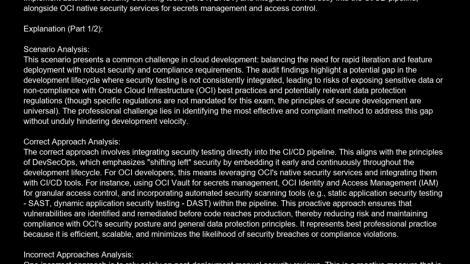The correct answer is B. Implement automated security scanning tools, SAST, DAST, and integrate them directly into the CI/CD pipeline, alongside OCI native security services for secrets management and access control.